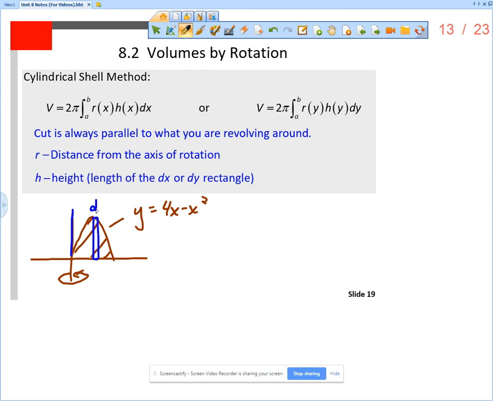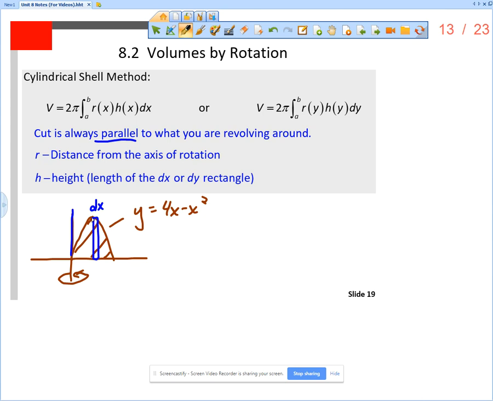Let's say that we could use a dx. Now this is parallel. Using the cylindrical shell method, the cut is always parallel to what you're revolving around. Now let's think about what object is created when we revolve this parallel rectangle around the axis of rotation. This is kind of hard to draw, so I'll show you an animation of this.